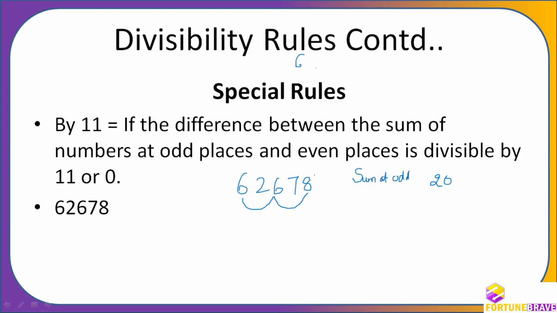Odd places. So this is the first place, this is the second place, this is the third place, this is the fourth place, this is the fifth place, if we start from the left side. So we have added only the numbers in odd places, which is 20, and then we'll add the numbers at even places. 2 plus 7 is equal to 9, and if the difference is 0 or any number divisible by 11. So what is the difference? The difference is 11. So 6 2 6 7 8 is divisible by 11.